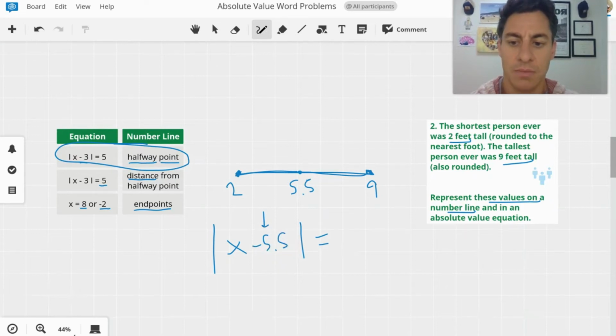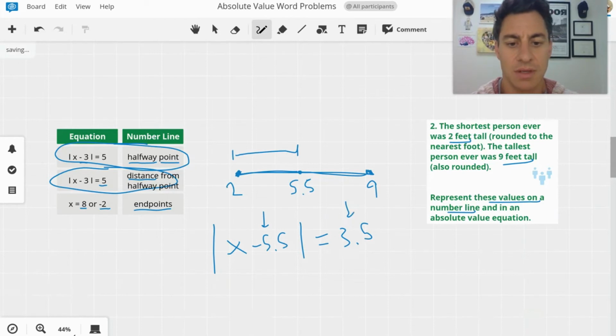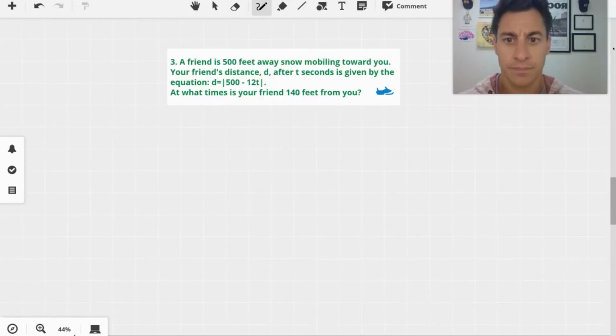Okay. What's my distance from my halfway point? Well, calculator, 5.5 minus 2 will tell me my distance is 3.5. Always a positive over here on the right side of the absolute value equation. Otherwise, you have an equation that doesn't work. All right. Boom. Guess what? We did it again. We represented these values on a number line and in an absolute value equation. That's how you know you're done writing an absolute value equation. You have a number here, bing, bing, you're done.